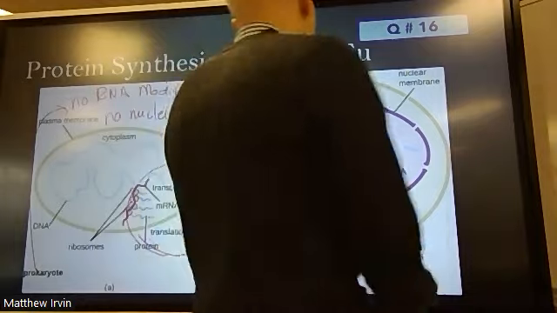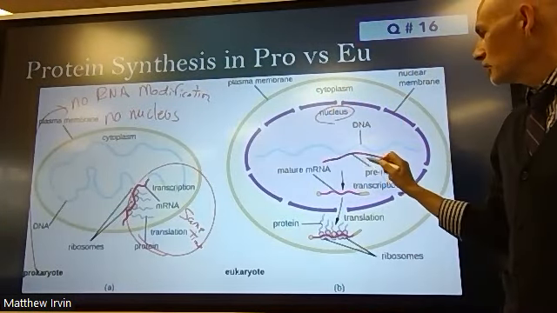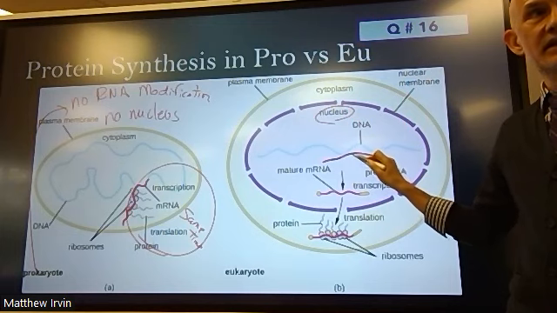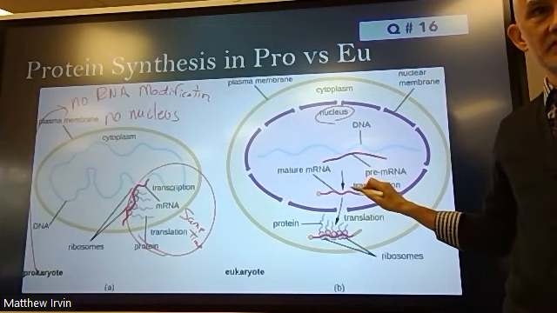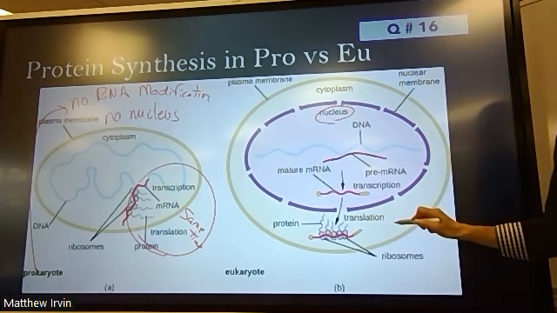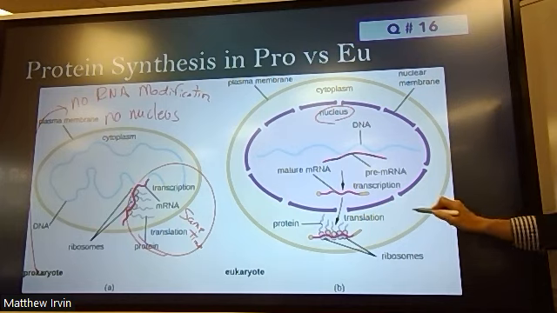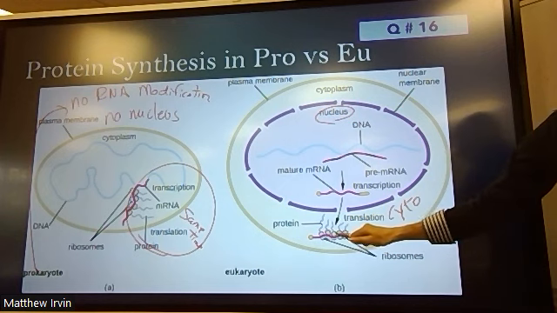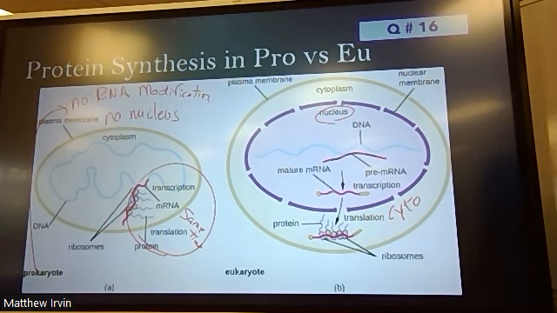In the eukaryote, because we have a nucleus, transcription happens in the nucleus, RNA modification happens in the nucleus, and then translation happens in the cytoplasm. But you still can have polyribosomes in both cases. What do we mean by polyribosomes? Them working on the same strand. Right, so lots of ribosomes reading along the mRNA, making lots of proteins all at the same time, making it more efficient.